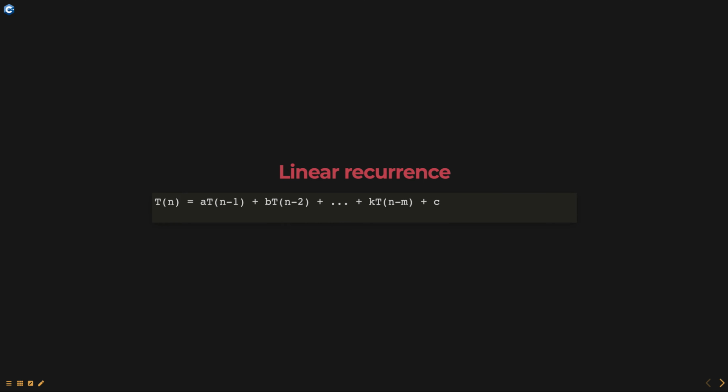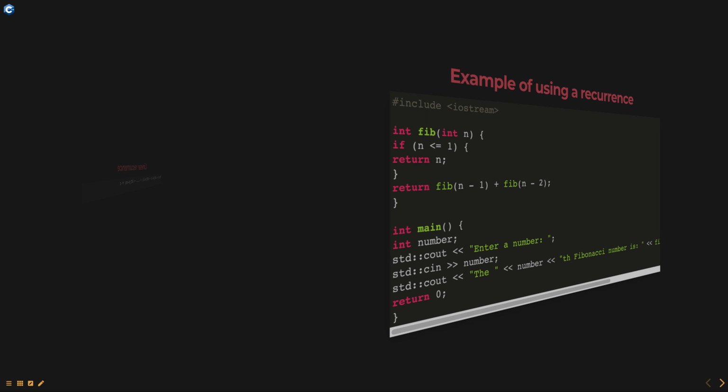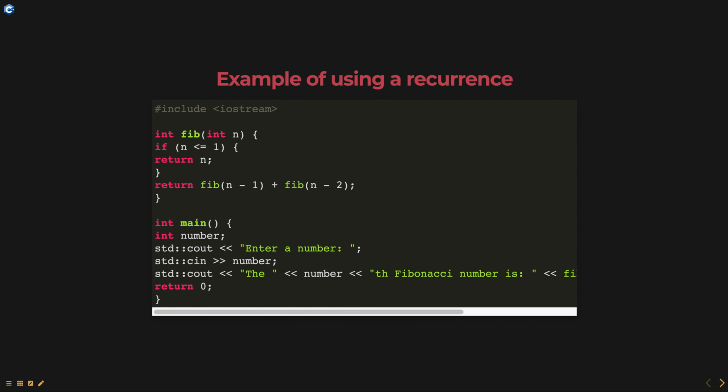Recurrences can be used to model the time complexity of algorithms, where Tn represents the running time of an algorithm for an input of size n. By solving the recurrence, it is possible to determine the asymptotic behavior of the algorithm, such as its time complexity in big O notation. Here is an example of using a recurrence to calculate the nth Fibonacci number.